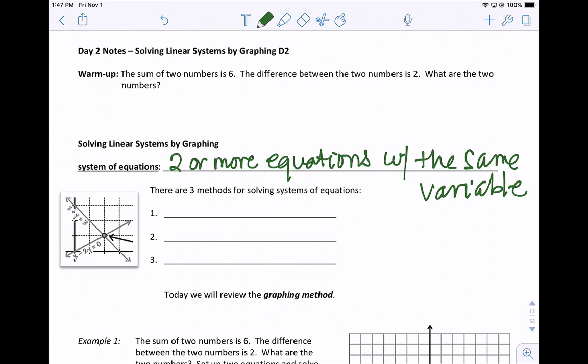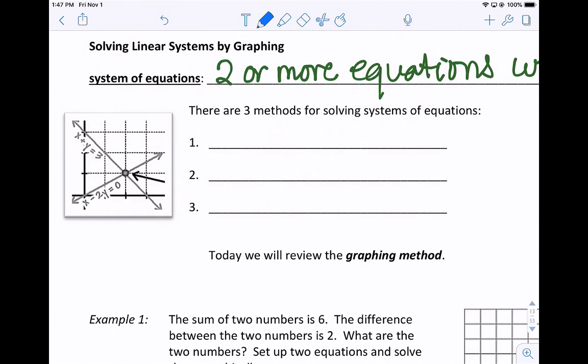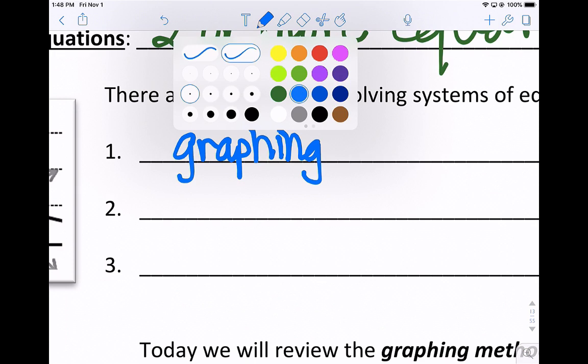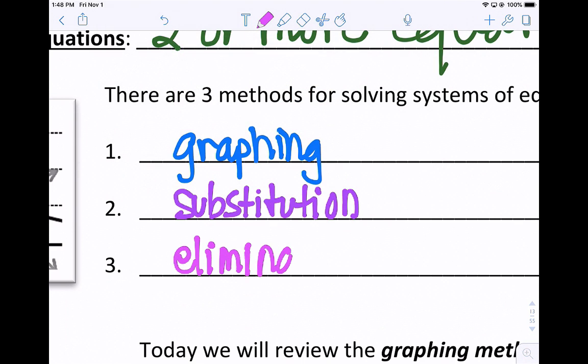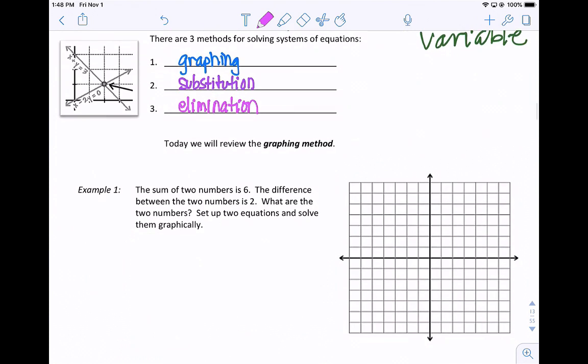Okay, there are 3 methods for solving a system of equations, and we looked at the first one yesterday. The first one is by graphing. And then tomorrow we start the second method, which is by substitution. And also this chapter we look at solving by elimination. So we'll be looking at these 3 methods in detail this unit. All right, so again, today we're going to review the graphing method.